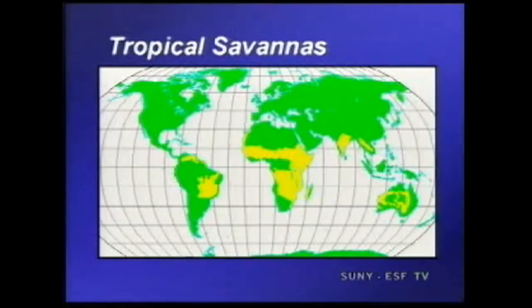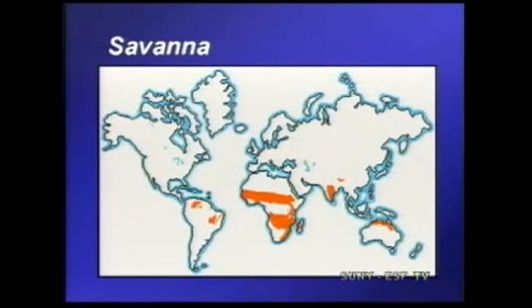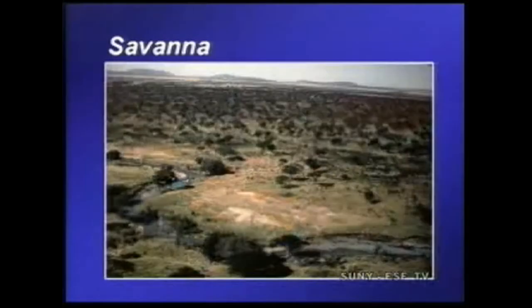So we're going to talk about tropical savannas. And again, tropical savannas often surround tropical rainforests, in some ways similar conditions, in other ways very different. Here's another slide that shows the location. Okay, here's a shot of a savanna in Kenya.